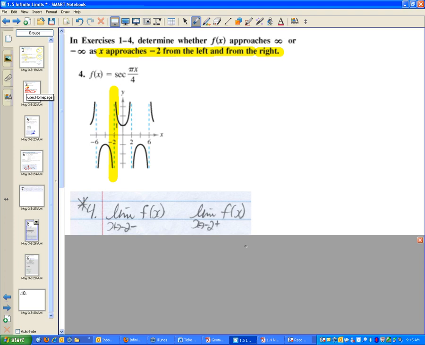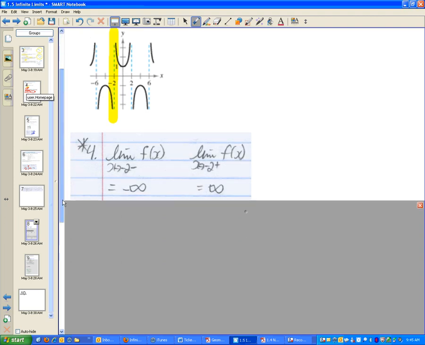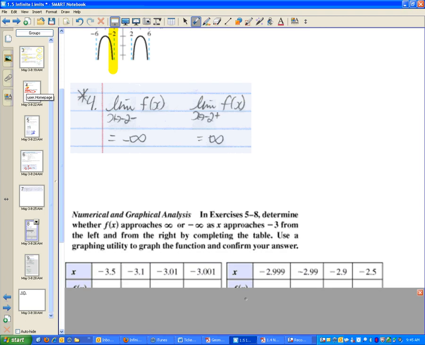You don't have to know that f of x equals the secant of pi x over 4. As x approaches negative 2 from the left, where's the graph going? To infinity or negative infinity? Negative. And as x approaches negative 2 from the right, where's the graph going? Positive infinity. There you go. All right, so we still do limits graphically sometimes. We also find limits using a table.